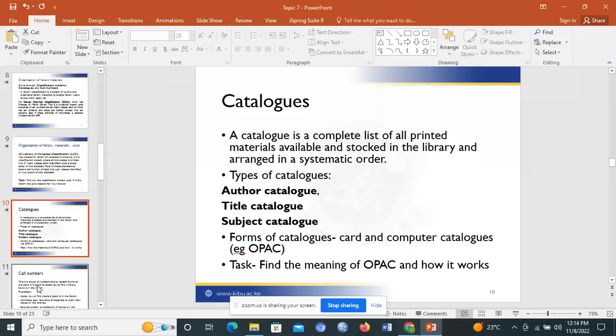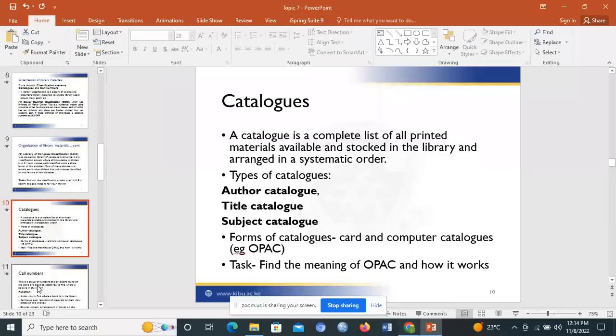Then we have the title catalog, which has to do with the title of the book. If I have written a book called Communication Skills for Institutions of Higher Learning, then if you click on the title catalog, under letter C, you will find Communication Skills for Institutions of Higher Learning.